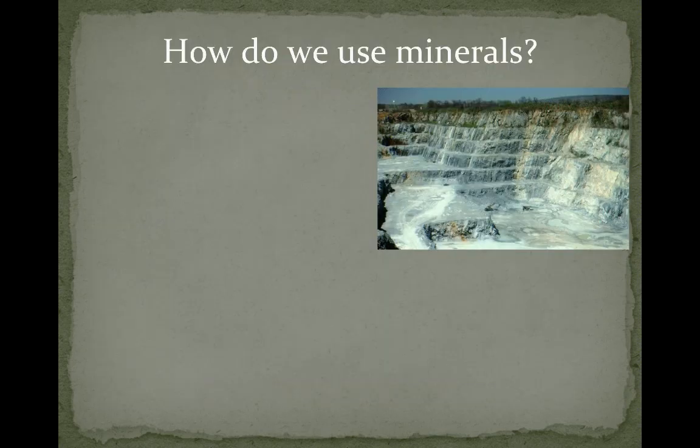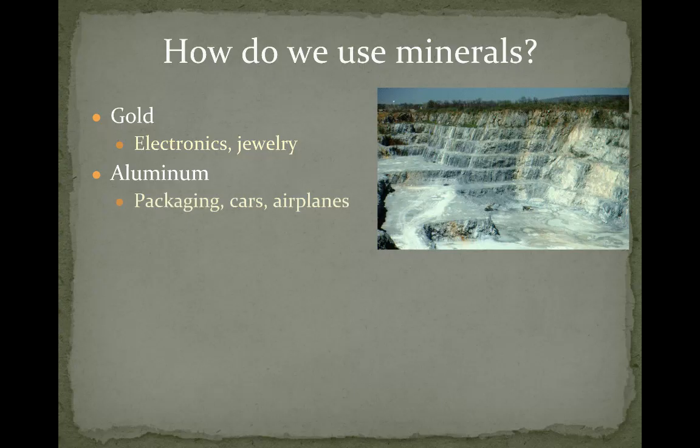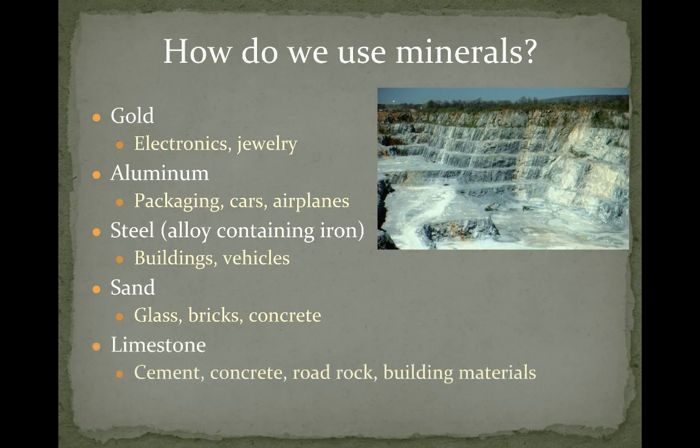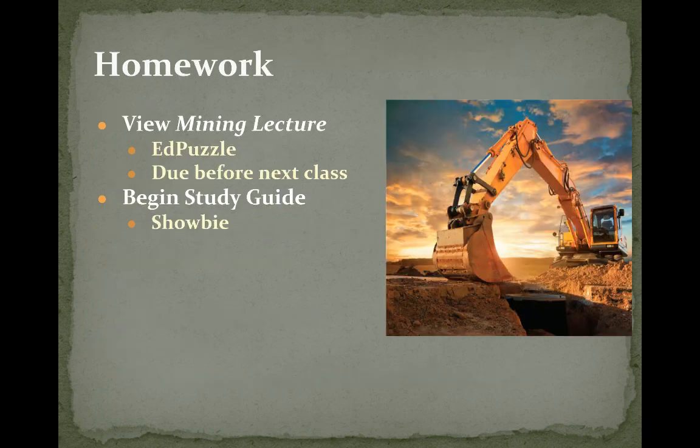So how do we use these minerals? Things like gold are found obviously in jewelry, but also our electronics. Aluminum is a very light metal, so it's used in packaging, cars, and airplanes. Steel is in almost all of our buildings and vehicles. Then we can even get to sand. It's found in every glass window you see, in bricks and concrete, and even limestone is in our building materials, for roads and concrete as well.